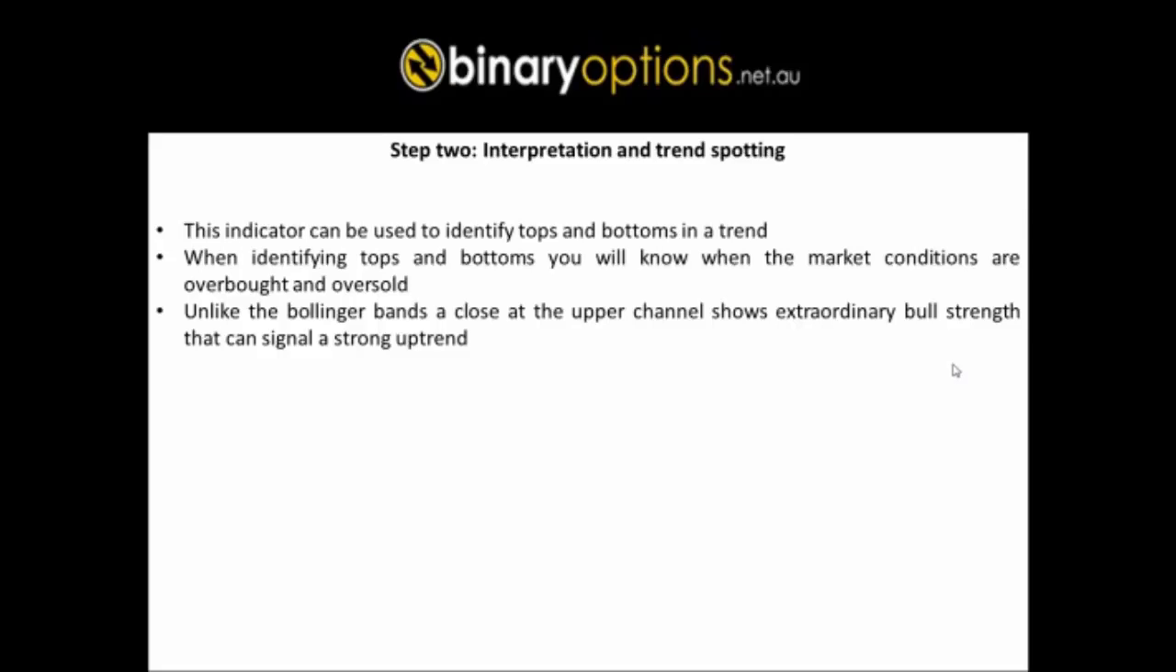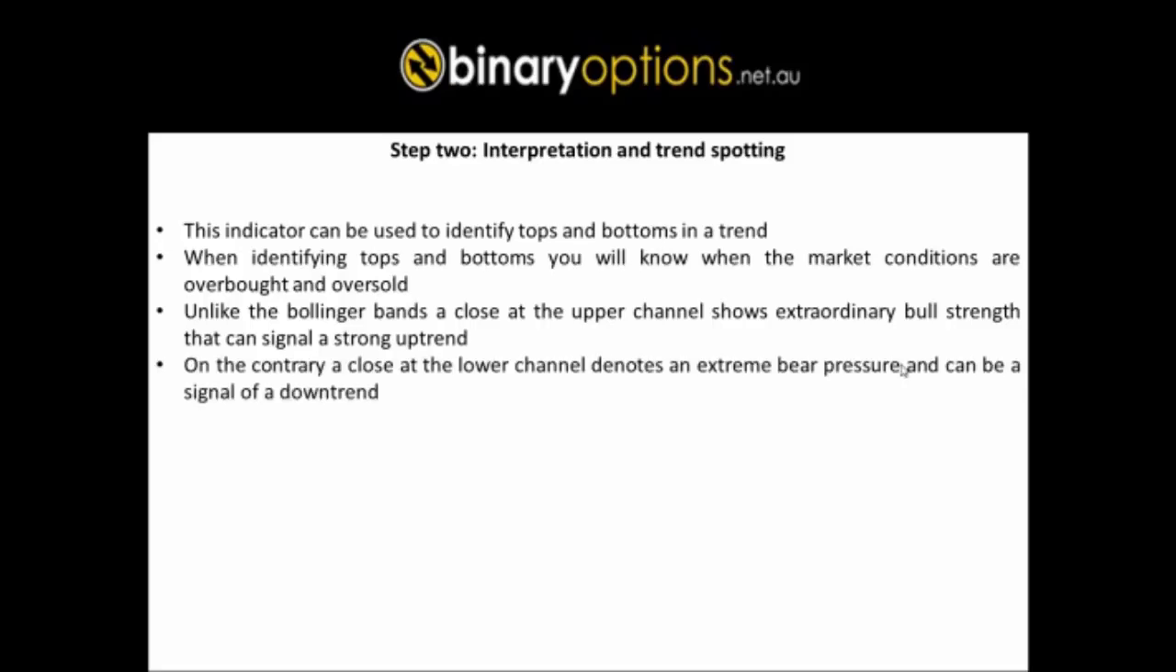So if we have a close at the upper channel, this means that the bull pressure is extreme, and on the contrary, a close at the lower channel denotes an extreme bear pressure and can be a signal of a downtrend. So unlike the Bollinger Bands that give you overbought and oversold conditions when a price closes above them, in this case with the Donchian channels, when price closes at the upper channel, you will look only to buy calls because we are in a strong uptrend.